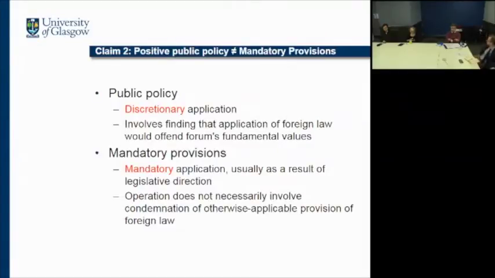What that means is that, unlike public policy, they don't involve the judge having to look at the foreign law and say that it's somehow deficient. It doesn't involve any condemnation of the otherwise applicable provision. It just involves the judge saying, sorry, my legislator has said I've got to apply this law and I shall do that. So that's not what public policy is in its positive form.